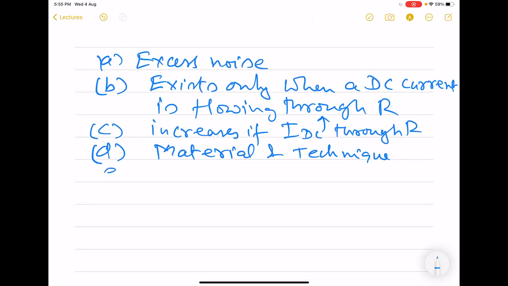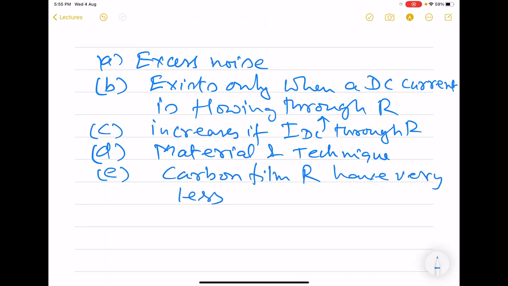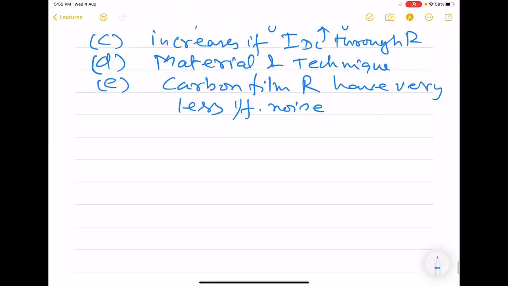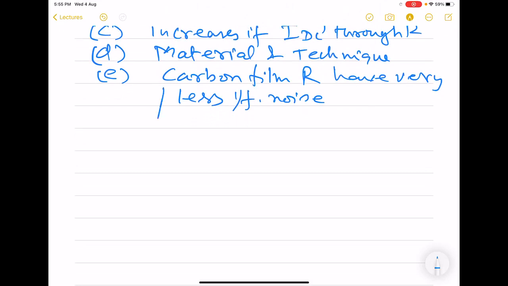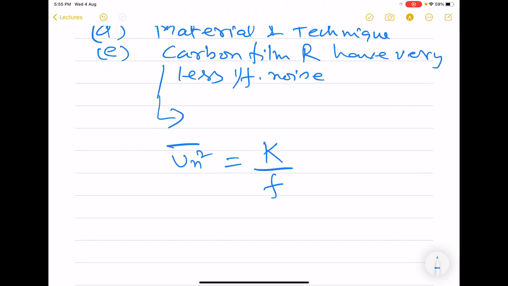And it is found that for carbon film resistors, they have very less flicker noise. And for this type of resistor, that means for the carbon film resistor, the mean square voltage can be written as a constant K divided by F, and this F is the frequency, and it is this thing which leads to its name 1 by F noise also.